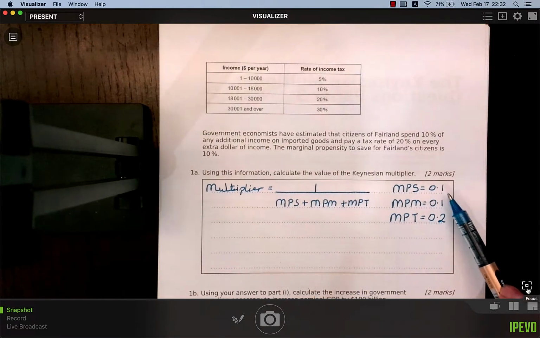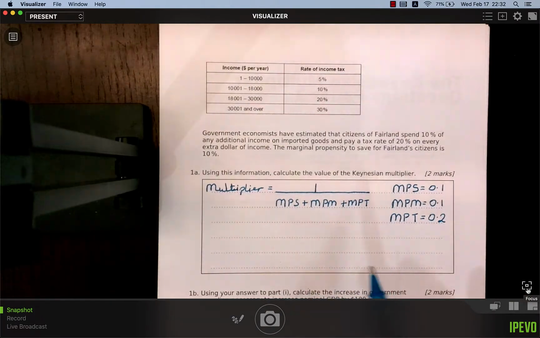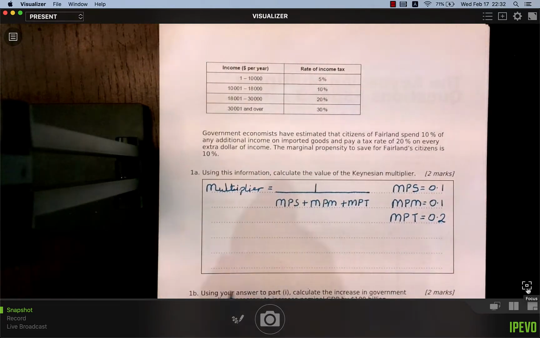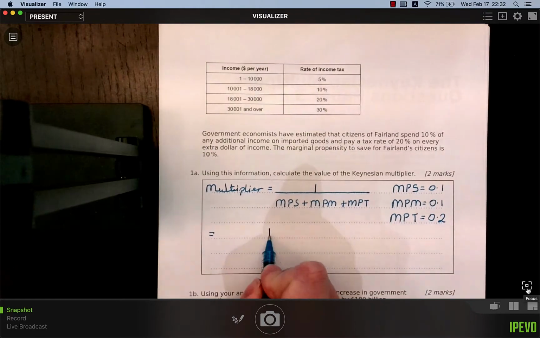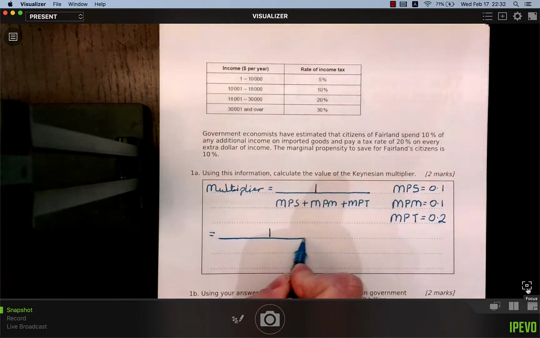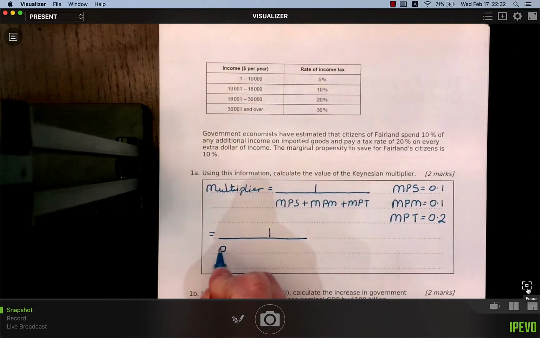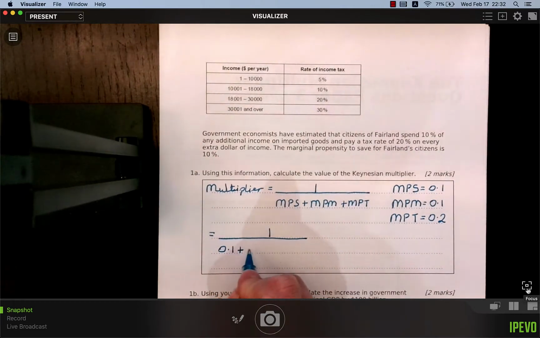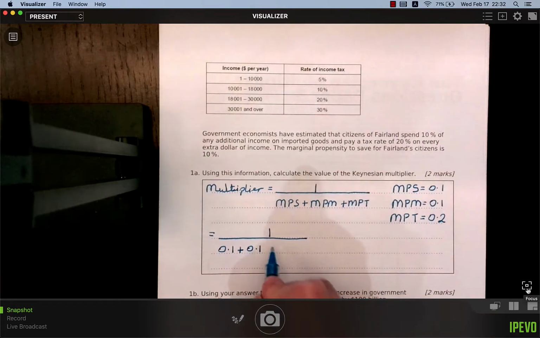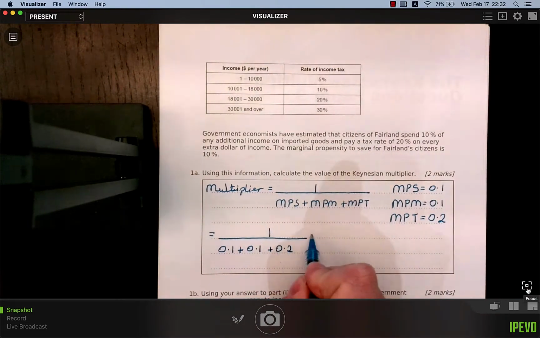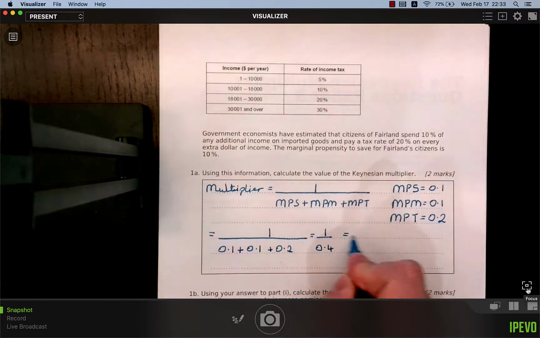I would hope that if you've watched my previous videos, you will have known that this is one of the 2 final ways that you can use the multiplier formula. So I'm going to start to plug these numbers in. 1 over 0.1 MPS, plus 0.1 MPM, plus 0.2 MPT. That equals 1 over 0.4, which simply equals 2.5.